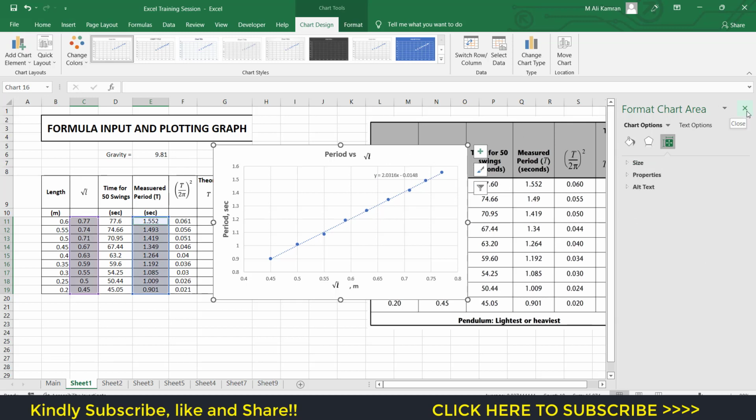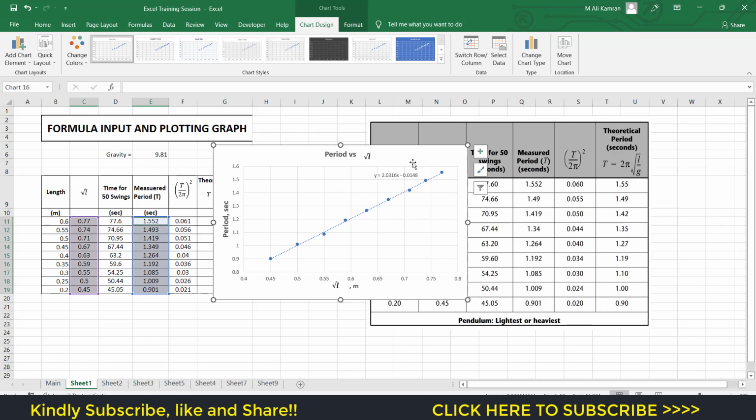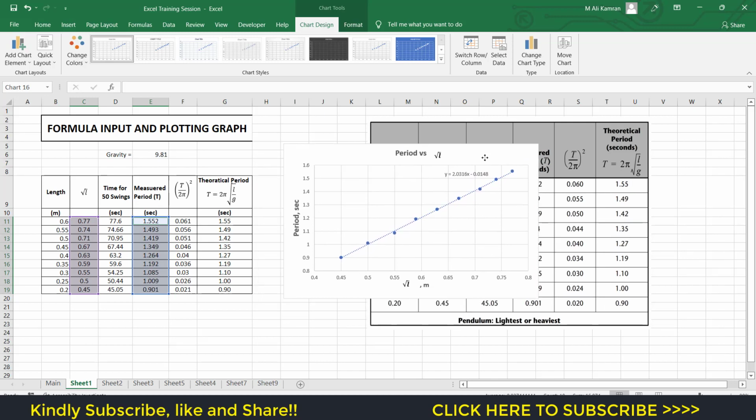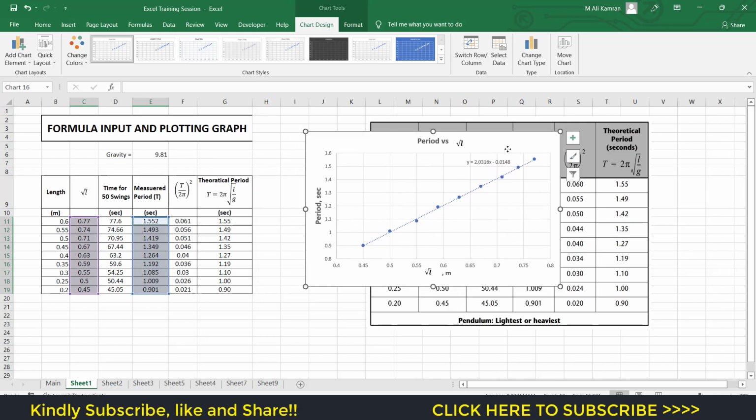Now this is one kind of plot which we need from this experiment. Then from this experiment, the sole task is to find the acceleration due to gravity.